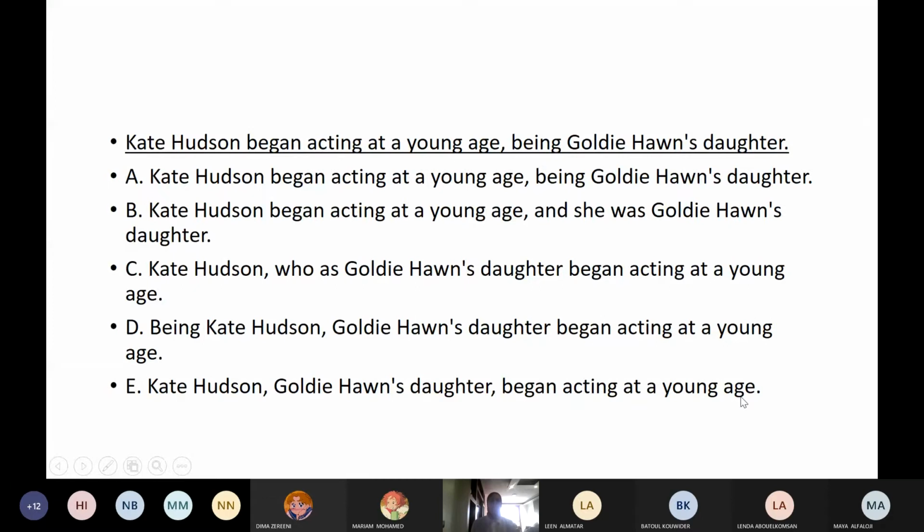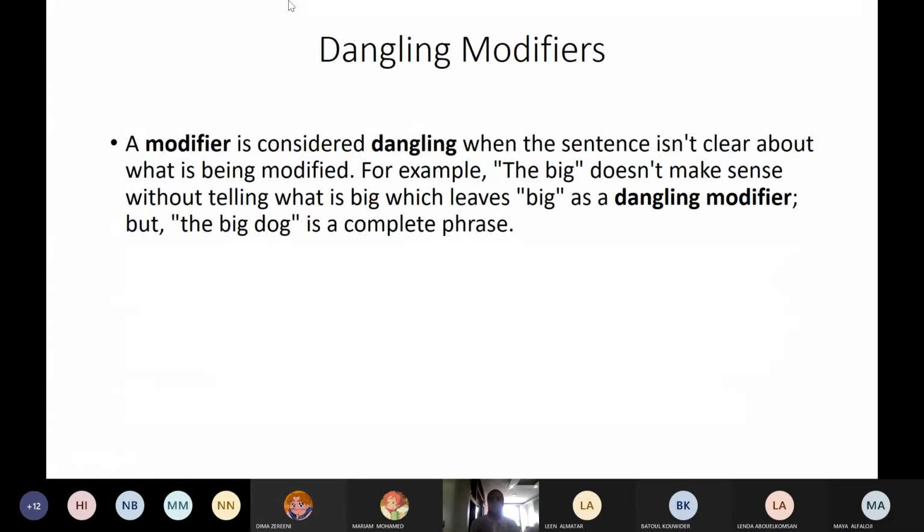Okay, here we come to dangling modifiers. Dangling modifiers are important, as I said. The previous one was a misplaced modifier. With a misplaced modifier, there is a modifier and there is a noun to be modified, but it is in the wrong place. But a dangling modifier is considered dangling, you know what is dangling? I'm making a gesture like this, dangling, when the sentence is not clear about what is being modified. What is being modified? I don't find what is being modified. I find a modifier, but I don't know what it modifies.